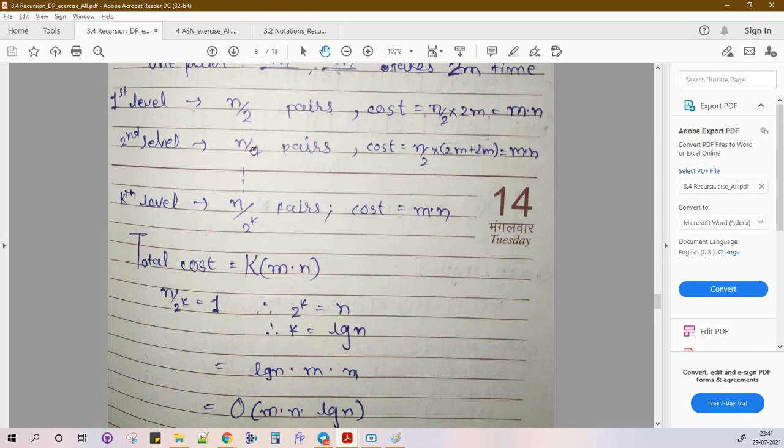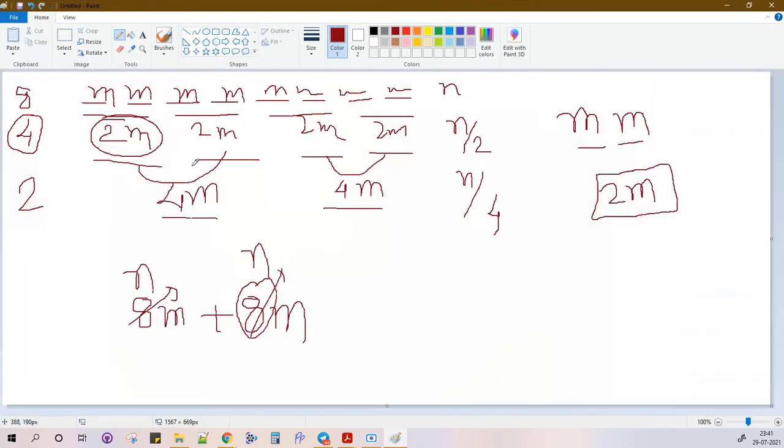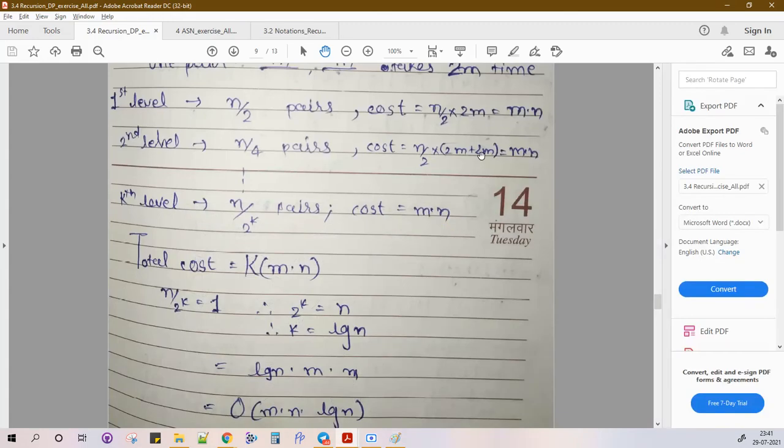At the second level, n by 4 pairs I will have. 8 divided by 4 is 2 pairs. And the cost is 2m plus 2m, or you can say 4m. N by 4 multiplied by 4m, there is a typo here, is again m into n. So at each level the cost is nothing but m into n.